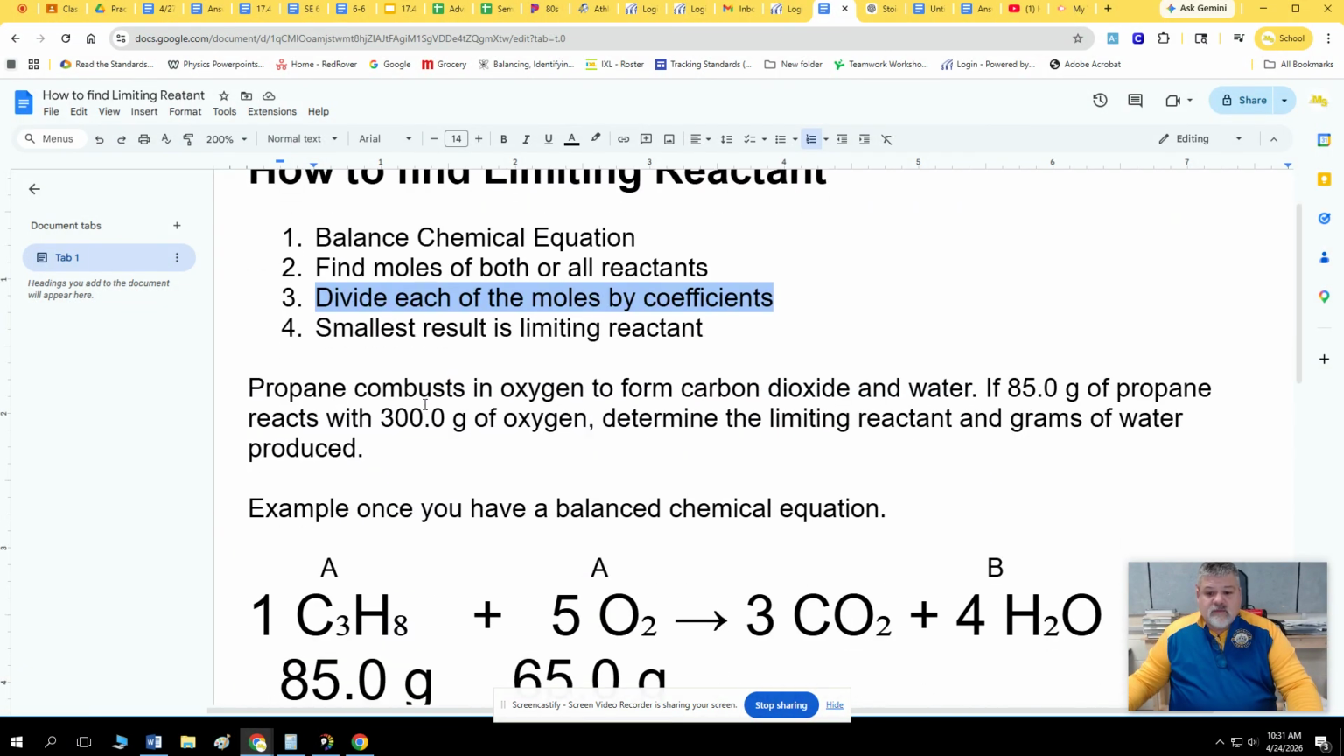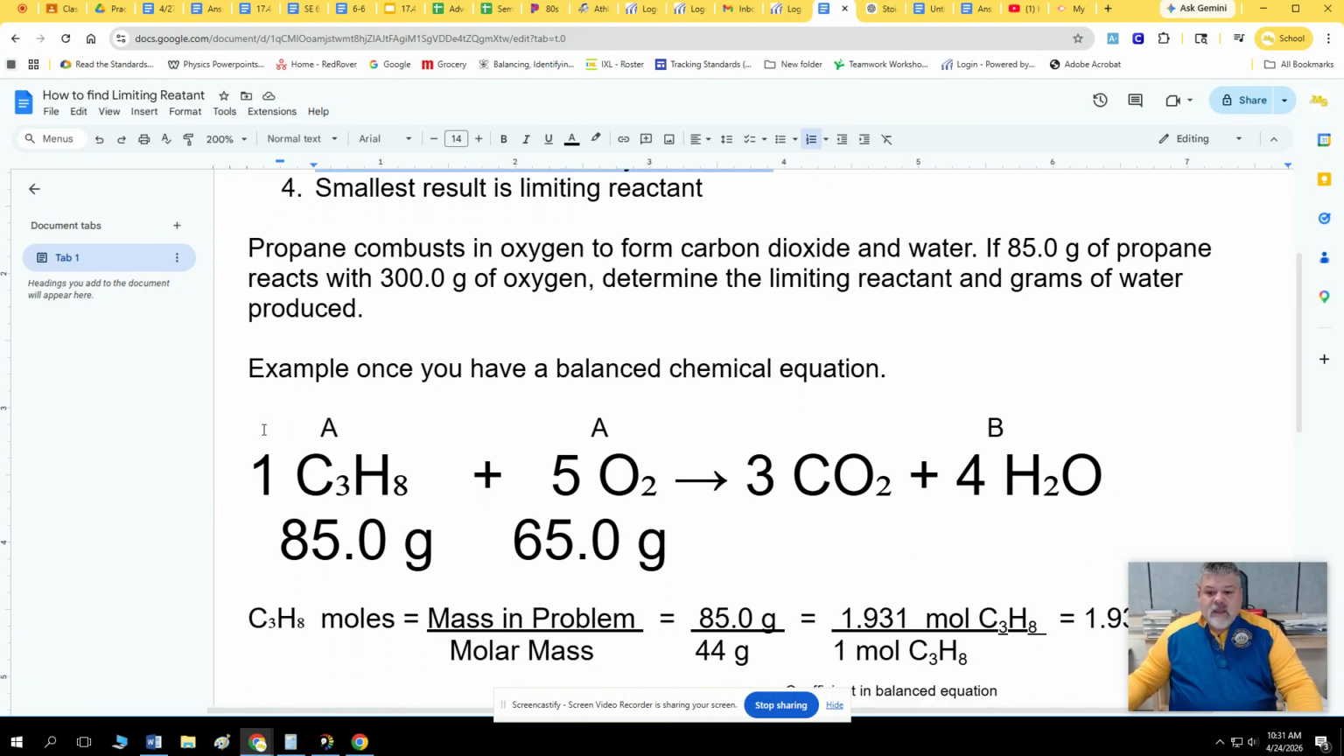Okay, let's go ahead and look at this one right here. So I have it already kind of laid out. Here is the equation. It's a balanced chemical equation already. So it's propane plus oxygen equals carbon dioxide and water. So I have two A's up here. Why do I have two A's?